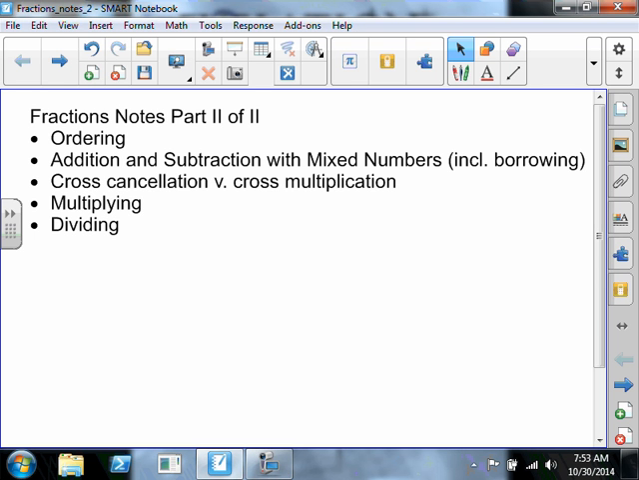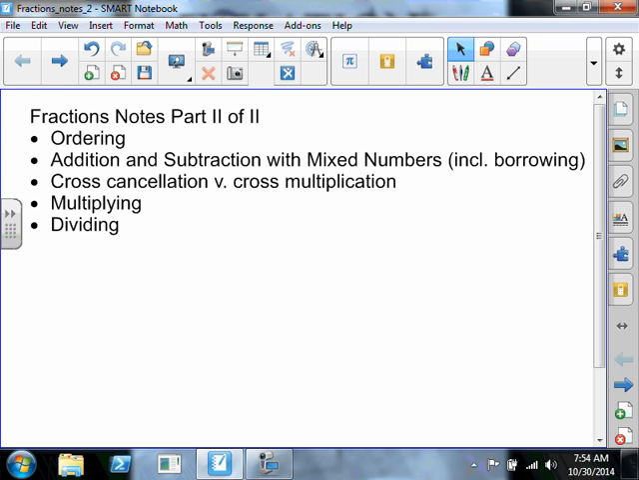As you can see, we're going to be looking at adding and subtracting fractions where we have mixed numbers, and we're going to include in that a discussion of borrowing. The third item is cross-cancellation and cross-multiplication. A lot of people confuse those two, so we're going to be discussing that. We're also going to be multiplying and dividing fractions. So that's kind of a roadmap of where we're heading in this.